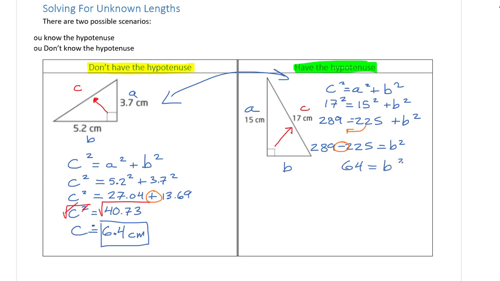Now, b squared is 64, but I want to know what the length is, not the area of that square off the side.